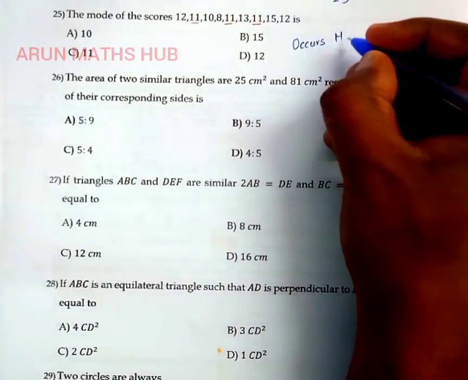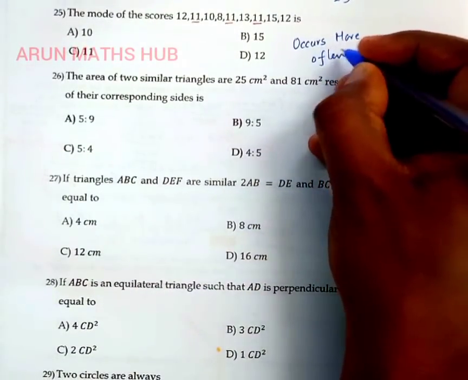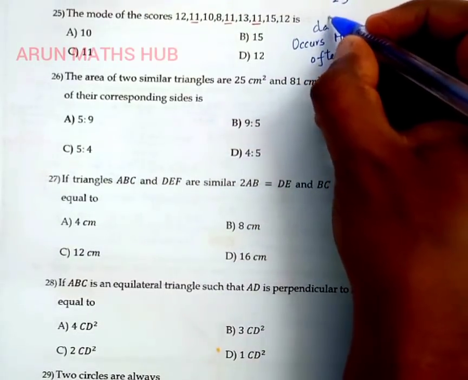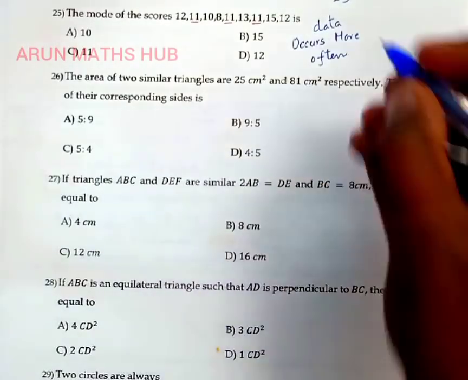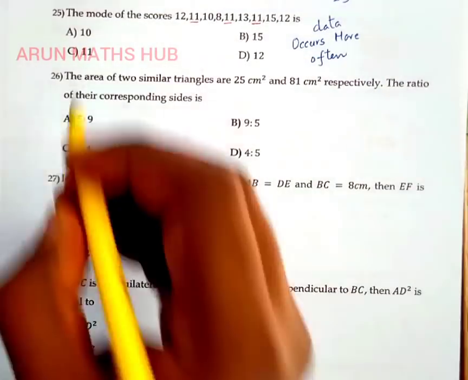Mode is what? The data which occurs more often in the given scores. Here 11 repeats more number of times. Therefore the correct answer is option C, 11.